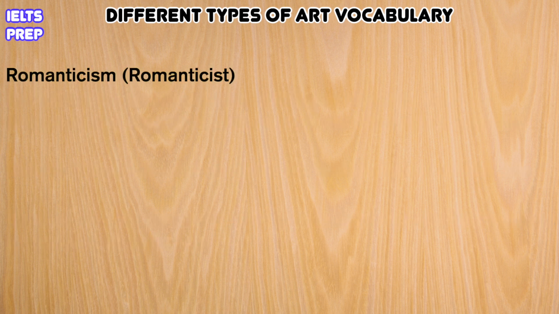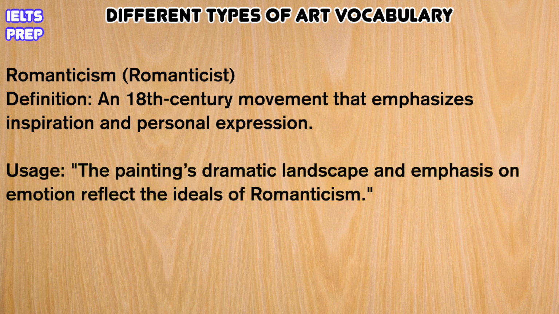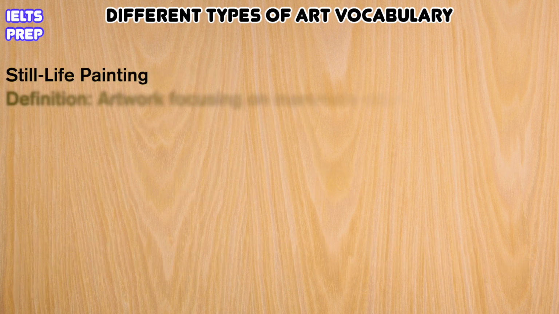Romanticism, romanticist. Definition: an 18th century movement that emphasizes inspiration and personal expression. Usage: The painting's dramatic landscape and emphasis on emotion reflect the ideals of Romanticism. Romanticism is used as a noun for the movement, and romanticist is an adjective for works or artists following that style.